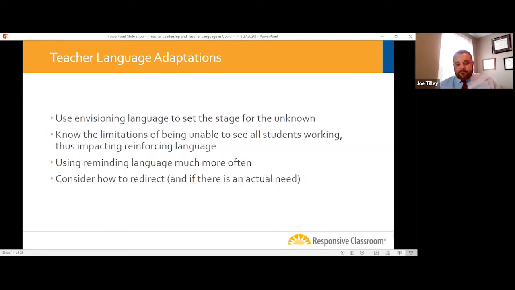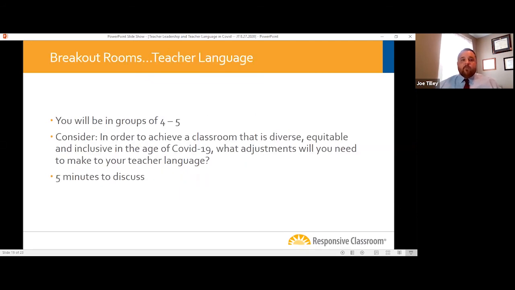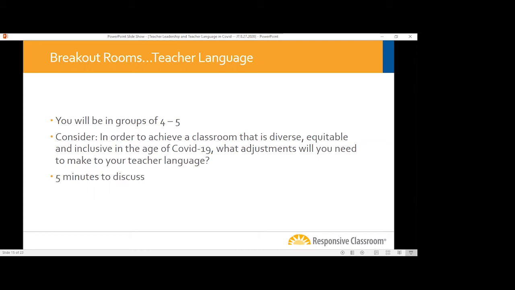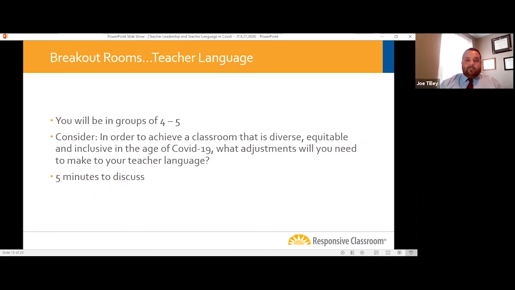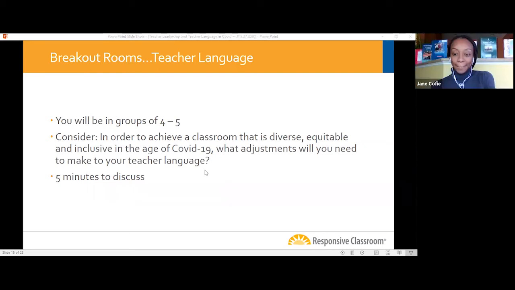So with that said, we are going to move into breakout rooms again to consider this idea around using your language to create a diverse, equitable, and inclusive environment. And what are those adjustments? Really thinking about your student population. You know them better than I'll ever know them. What do you need to do in order to meet their needs? And so with that said, Karen, if you would, please open up the break rooms and we'll send you out for about 5 minutes.